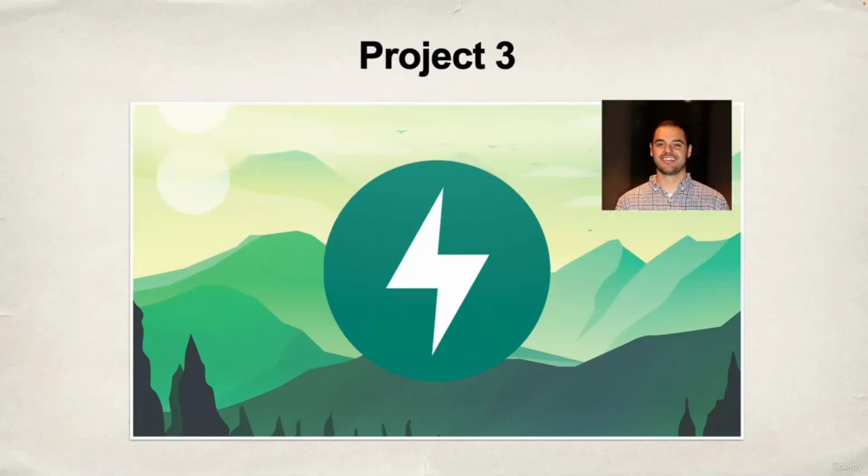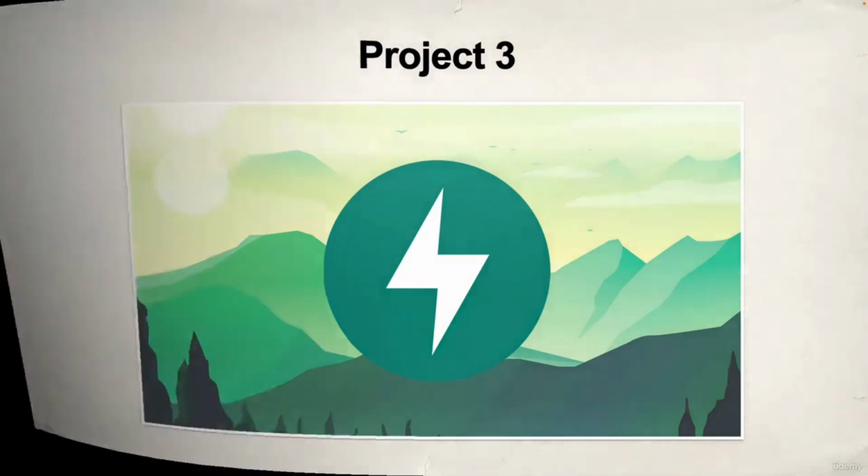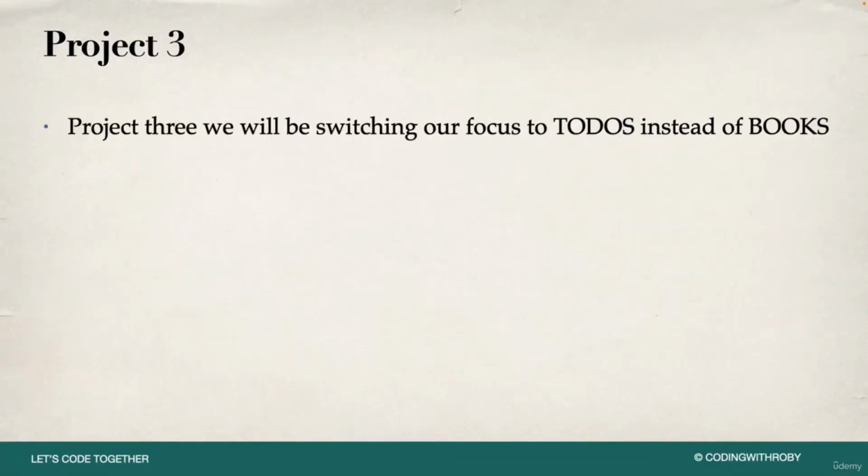Alright, now that we've finished the introduction to FastAPI on Project 1 and Project 2, let's dive into some more advanced features within Project 3. Now, Project 3, we will be switching our focus to doing to-dos instead of using books as our primary object.